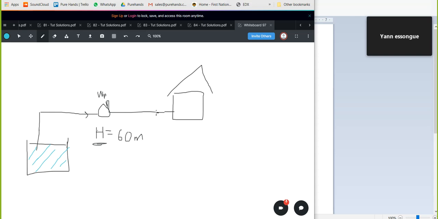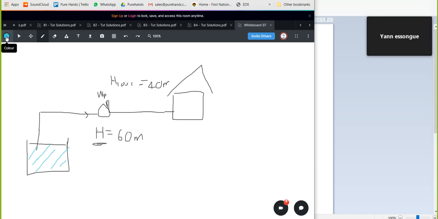Now, but to pump it from this borehole to your house, say, is 40 meters. So the head loss, H loss, is equal to 40 meters. So that means obviously we're left with 20 more meters of head that we can work with.